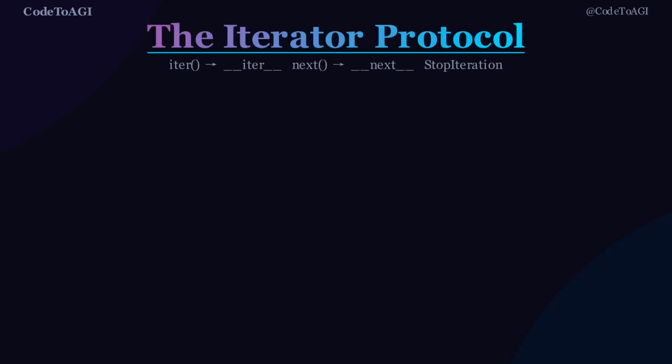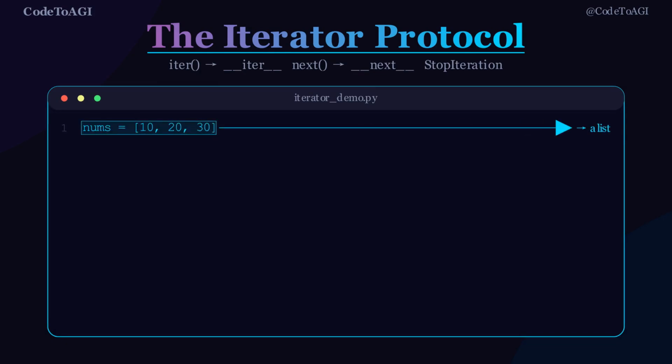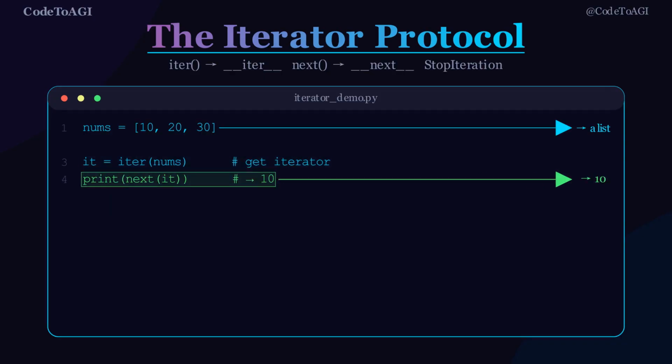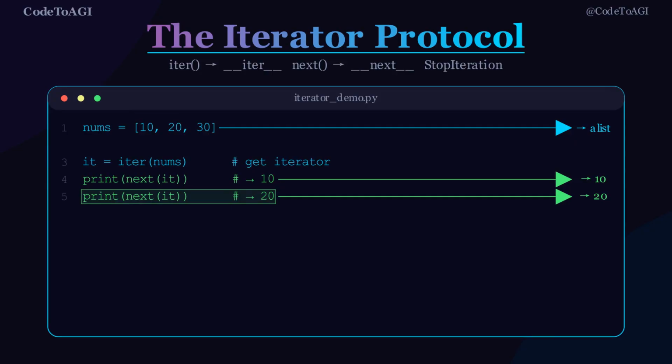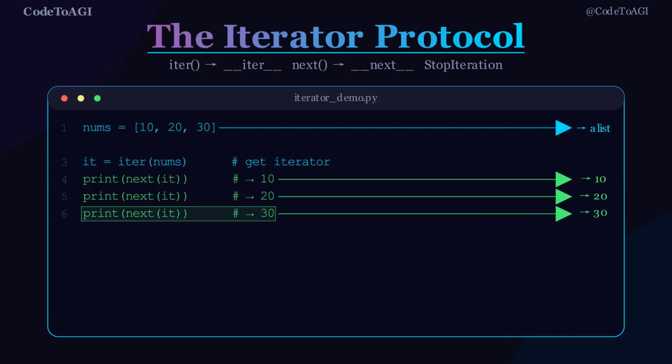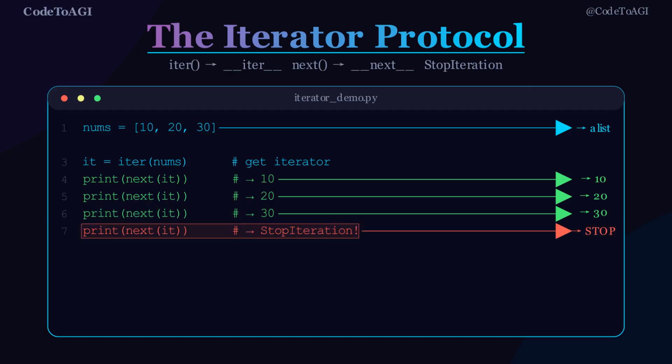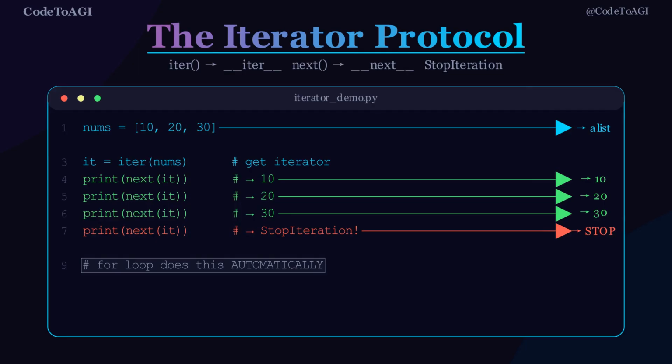Before generators, you need to understand iterators. Every for loop in Python uses an iterator behind the scenes. Call iter on a list. You get an iterator object. Call next on that iterator. You get the first item. Call next again, second item. Call next past the end. Python raises StopIteration.